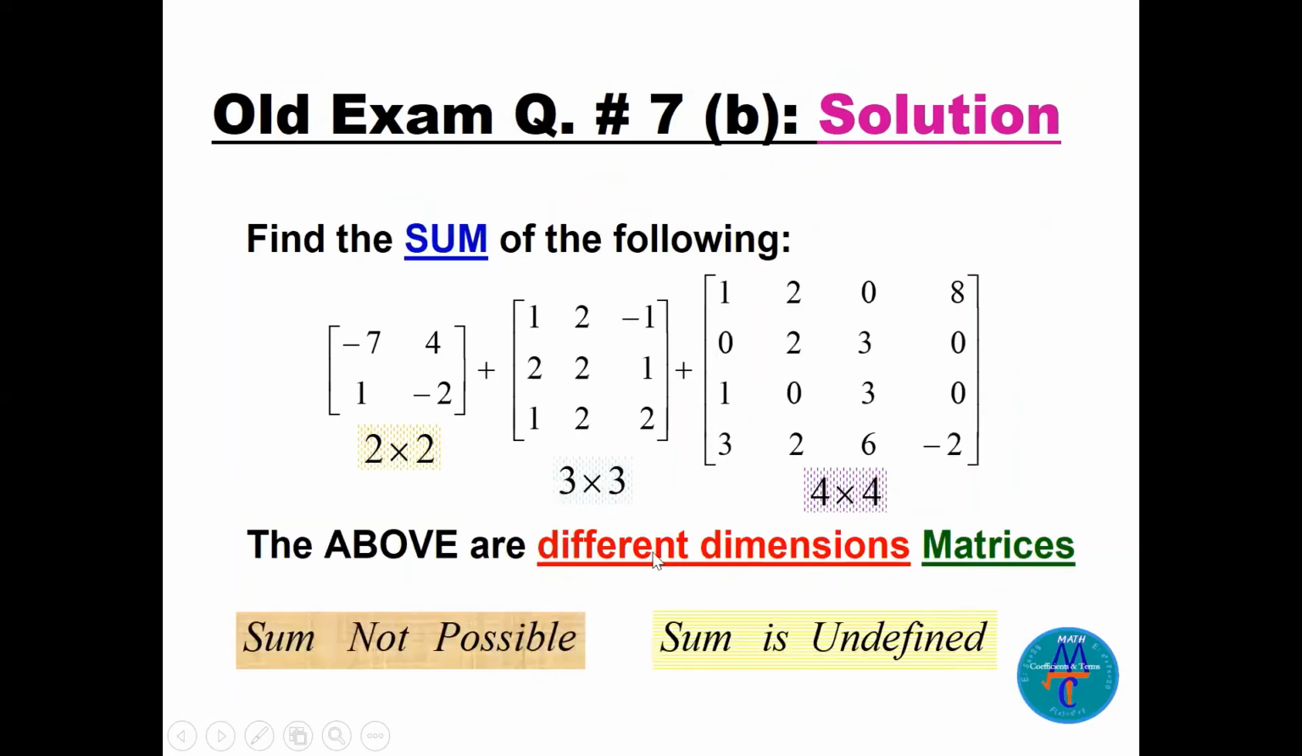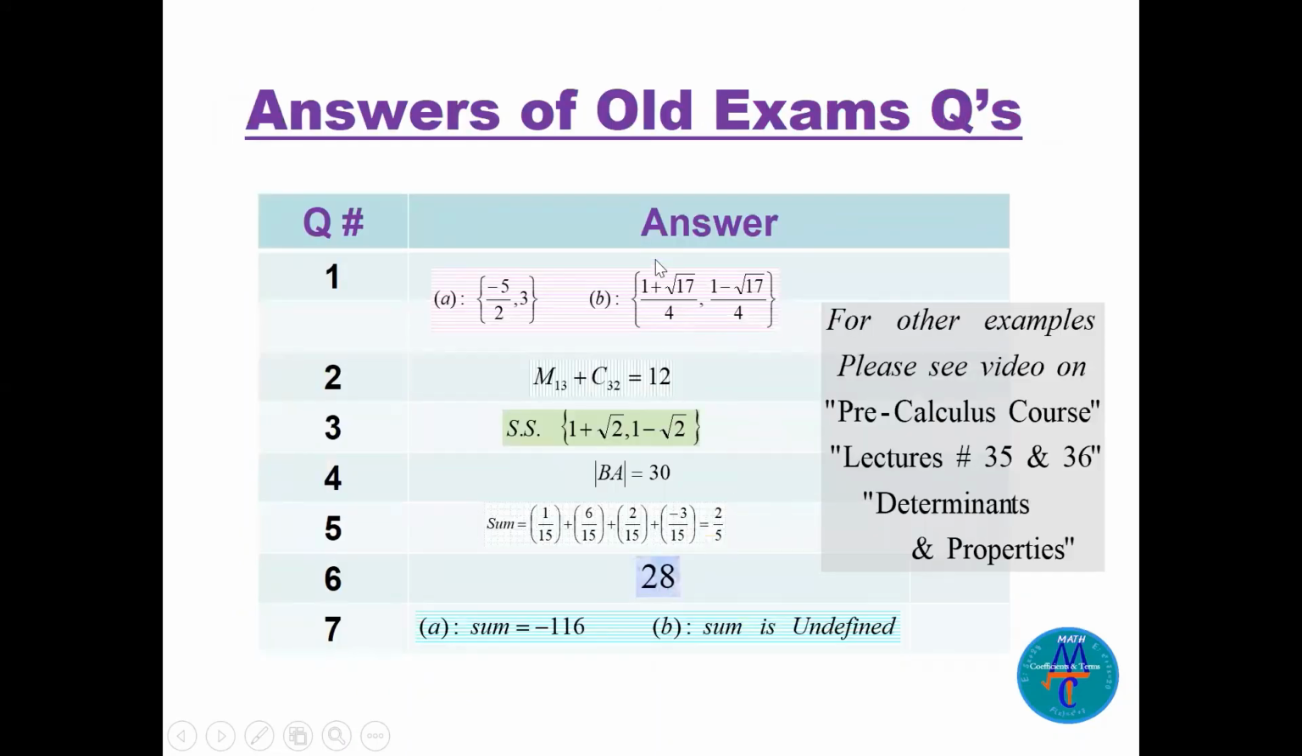Now for part B, the sum is not possible, or we can say the sum is undefined. Why? A 2 by 2 matrix we cannot add to a 3 by 3 matrix. We cannot add to 4 by 4. Because to add matrices, we have to have the same dimension. These are the answers of the 7 questions.